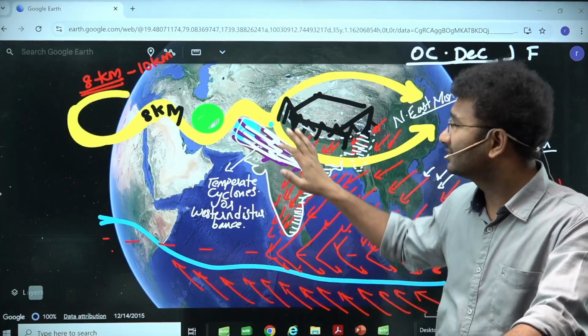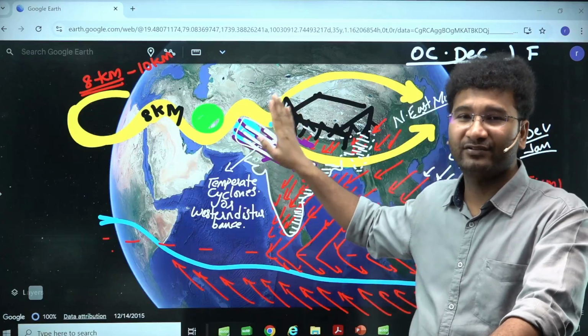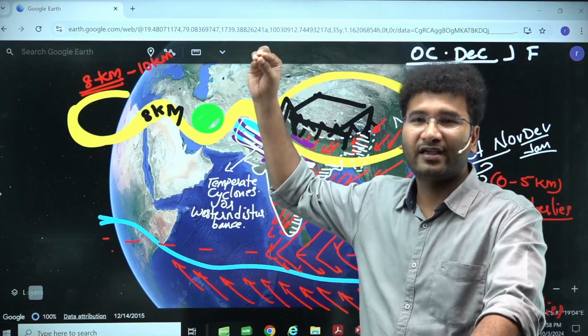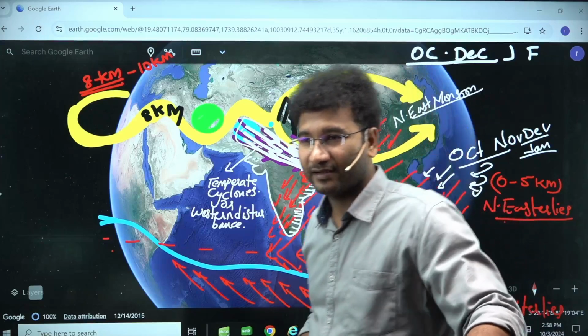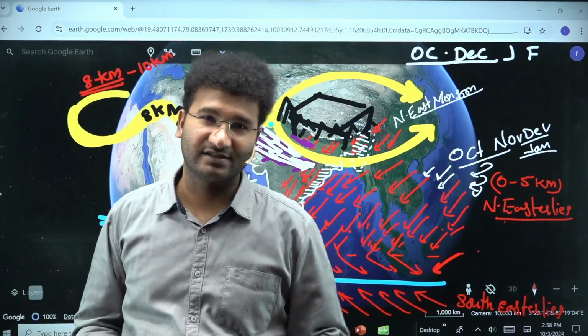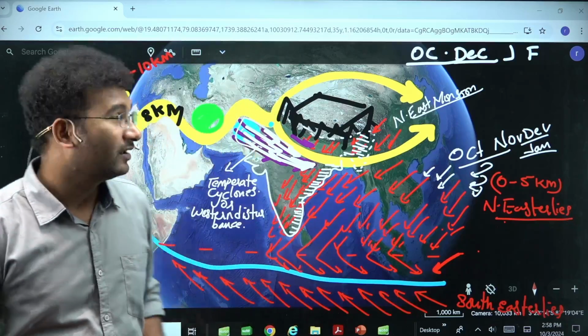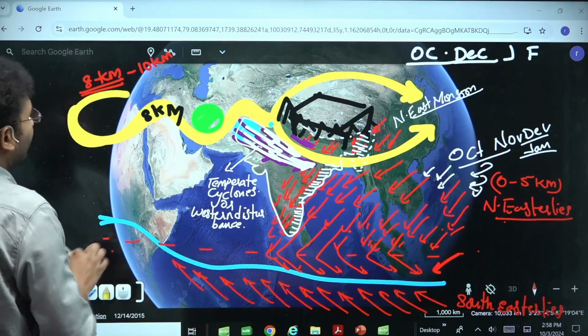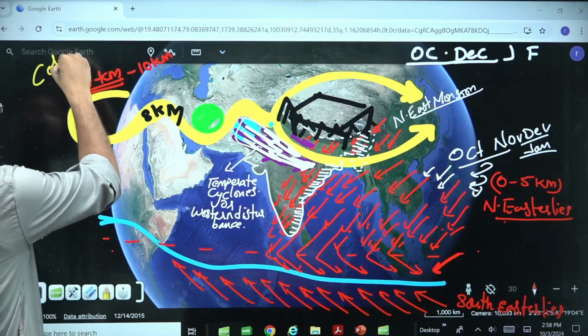Now sometimes this rainfall during the months of January, February or December also gives snow to the higher mountain ranges, right? Clear? Okay. Now this is what is called the cold weather season.